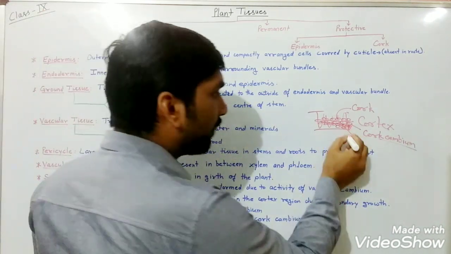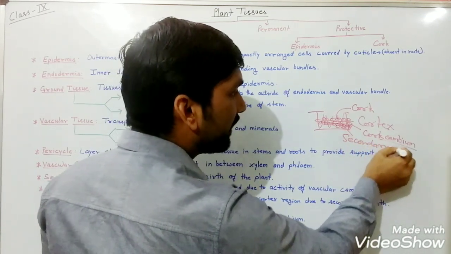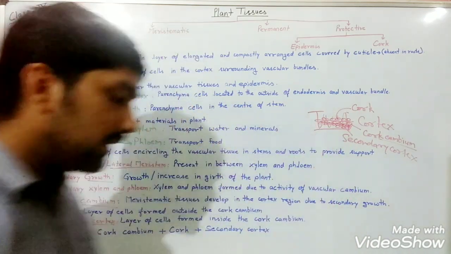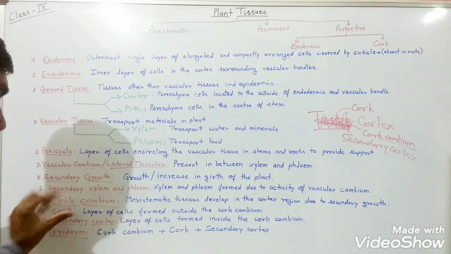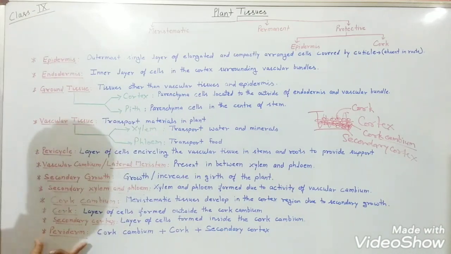Secondary cortex, because it is formed after the secondary growth. So secondary cortex, we will discuss in the figure also, and it will be clear to you, just to make you understand what we mean by cork cambium, cork and secondary cortex. And finally a word will come that is known as what?